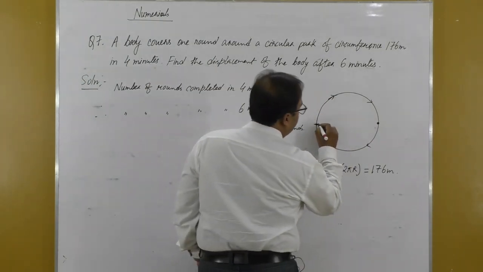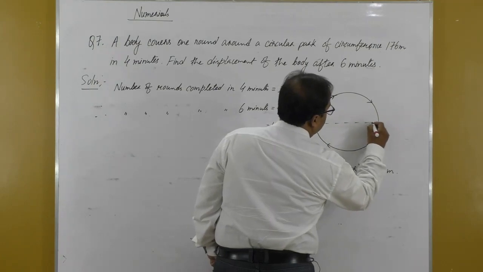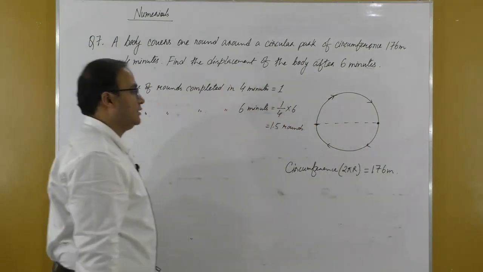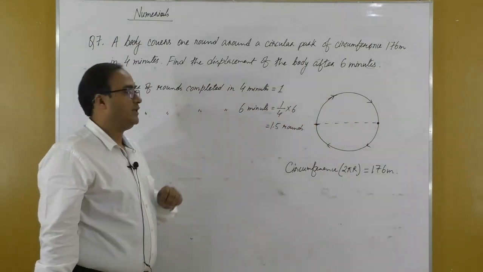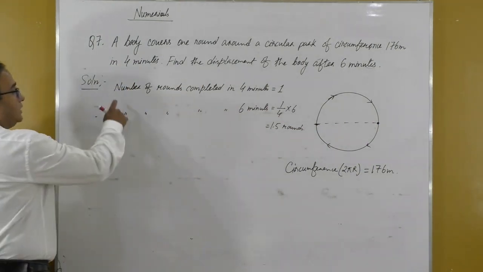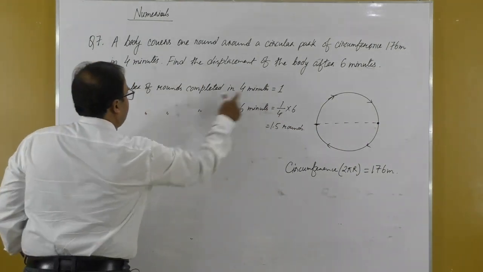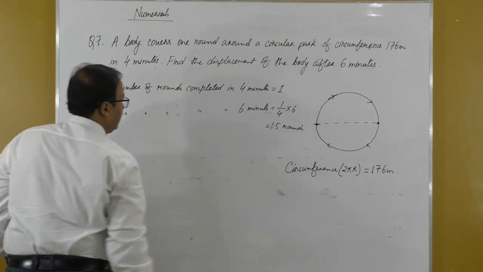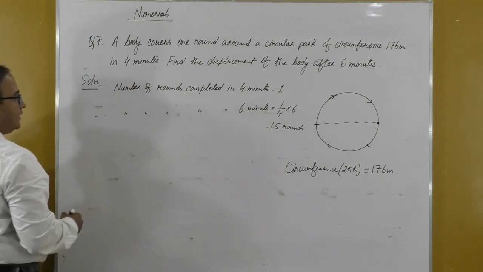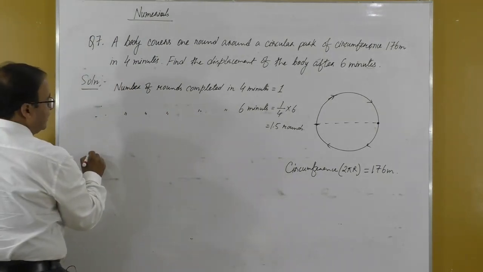And if I join these 2 points, it is equal to the diameter. If I join by a straight line, it is the diameter. So number of rounds completed in 4 minutes is 1, number of rounds completed in 6 minutes is 1.5, and you are asked to find out the displacement.